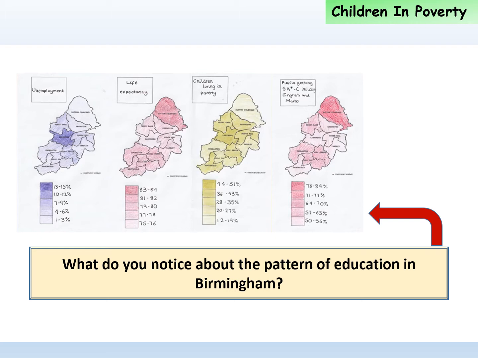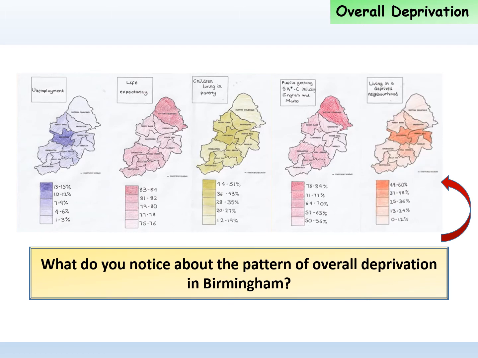Let's just throw in one final map before we move on to our main tasks. The final map that we're going to chuck in is living in a deprived neighbourhood. And you can see that map in orange on the right-hand side. Now we can see really clearly the areas that are in the inner city. So for example, Ladywood have got a much higher number of people living in deprived neighbourhoods. So they are lacking things like housing, good food, clothing, etc.